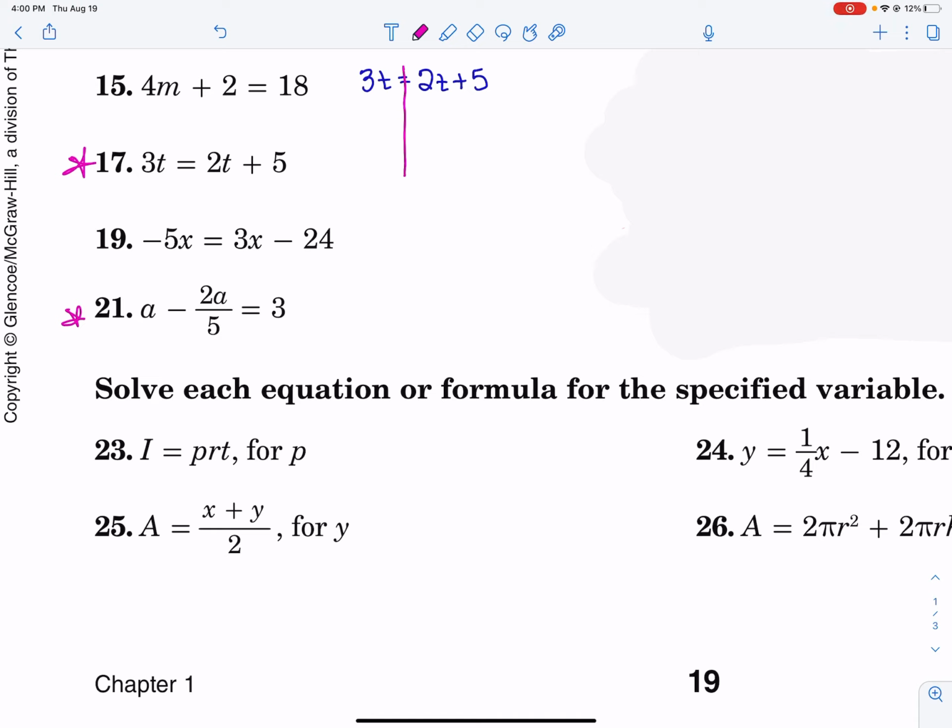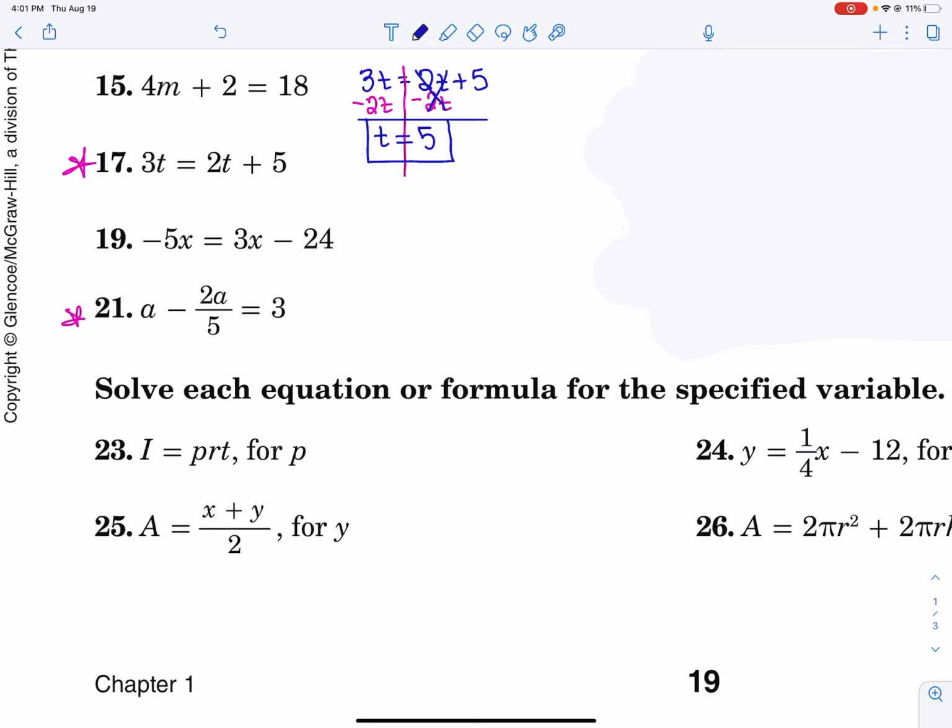So then I'm going to move all the variables to one side of the equation. I'm going to look for the variable term that is smaller, so either 3t or 2t. 2t is smaller, so that's the one that I want to get rid of. The inverse or the opposite of 2t is negative 2t. Okay, so 3t minus 2t gives me t, or 1t, but 1 times t is just t. 2t minus 2t cancels out, so I'm left with t equals 5 as my solution.